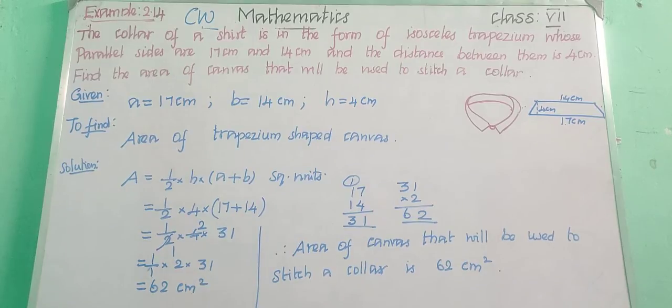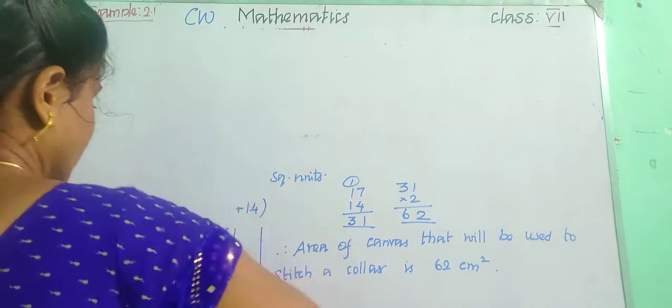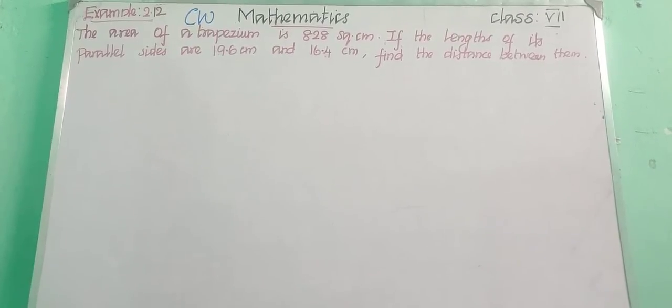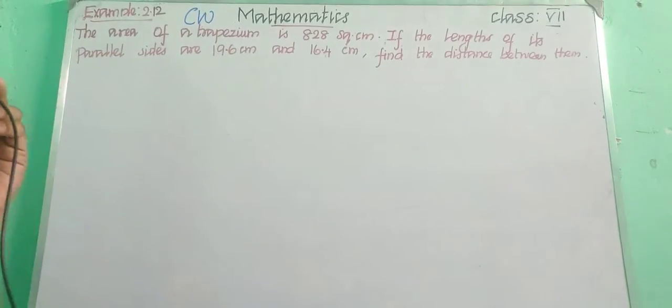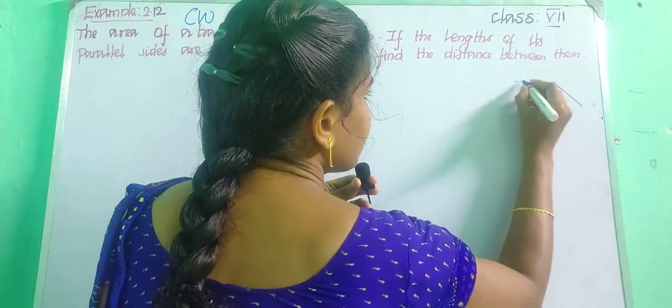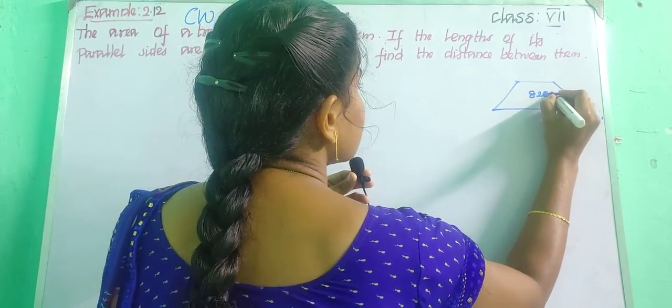Okay, children, let us see example 2.12. Children, write this question in your classwork notebook. So let us read example 2.12. The area of a trapezium is 828 square centimeter. So a trapezium's area was given. It is 828 centimeter square.